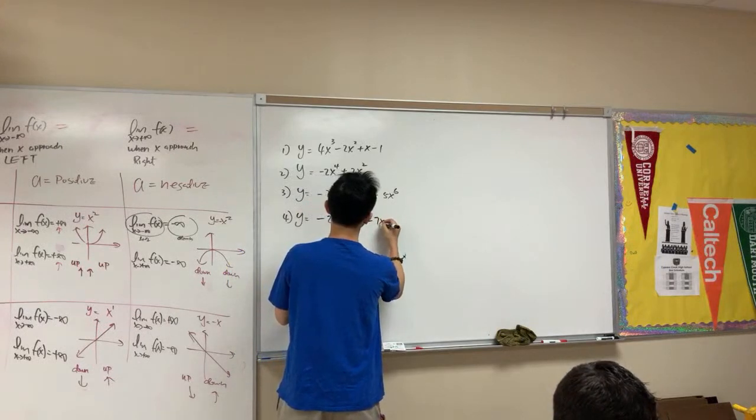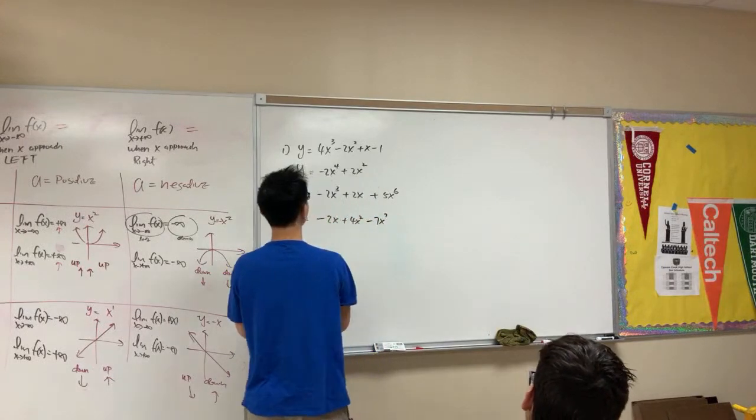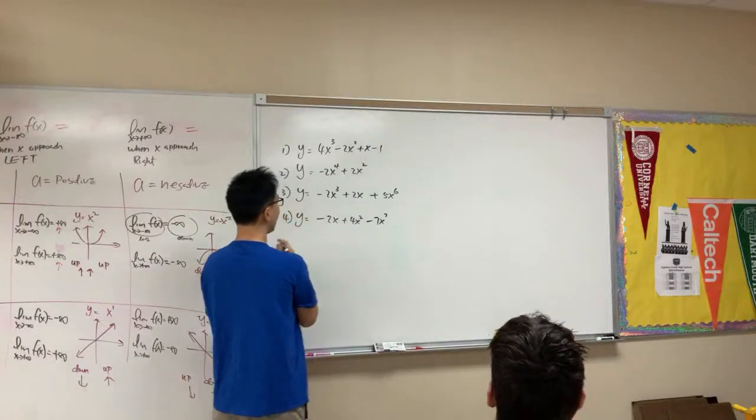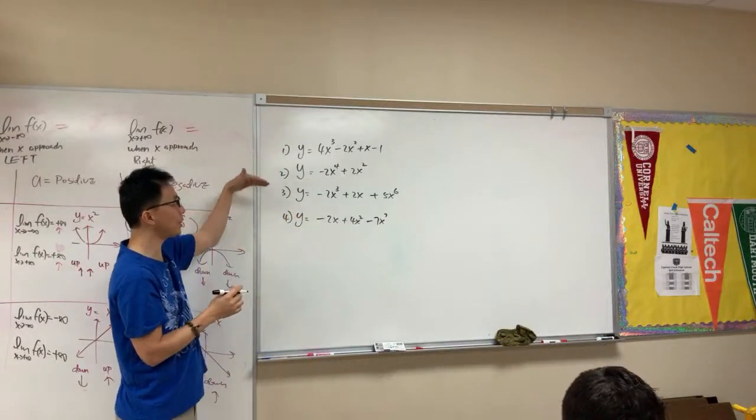Negative 7x to the 7th. Okay, so I want you to write the end behavior on each term.